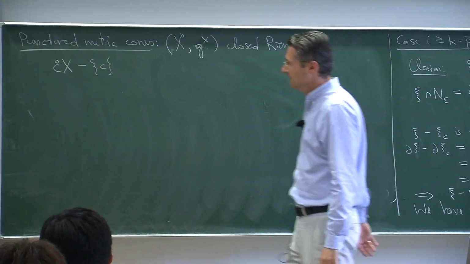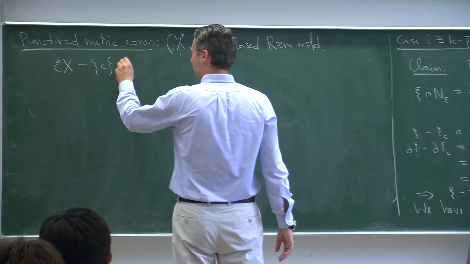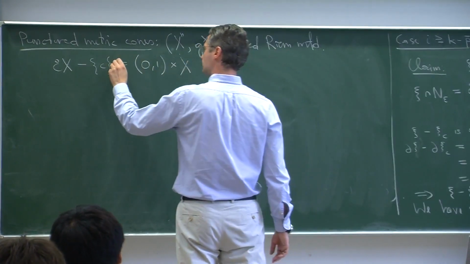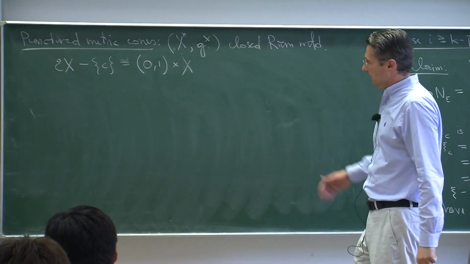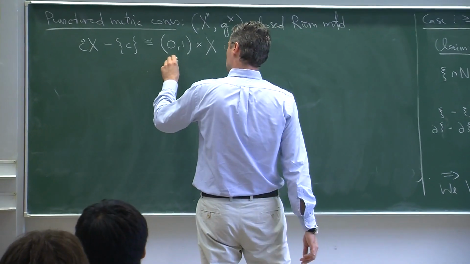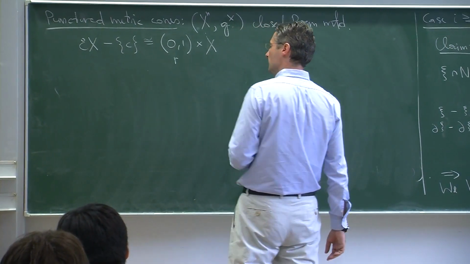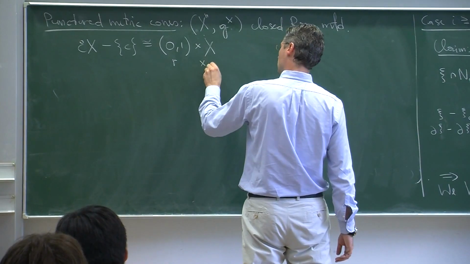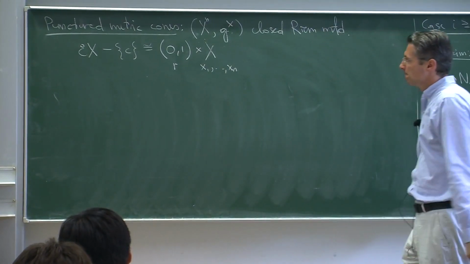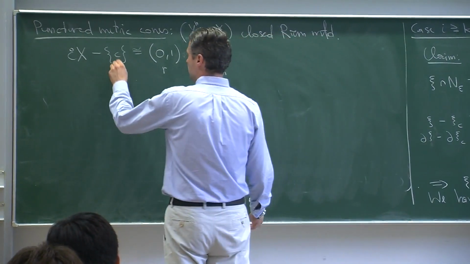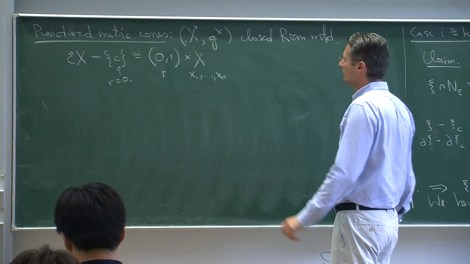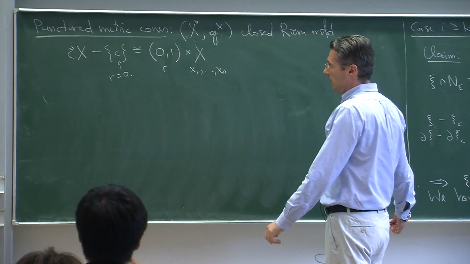Of course, that's just a silly way of writing a product, right? So this is nothing else, of course, but an interval (0,1) cross X. Let me call the standard coordinate on (0,1) r, and local coordinates here x1 through xn. And then the cone point sits at r equals 0. So that is a punctured cone.